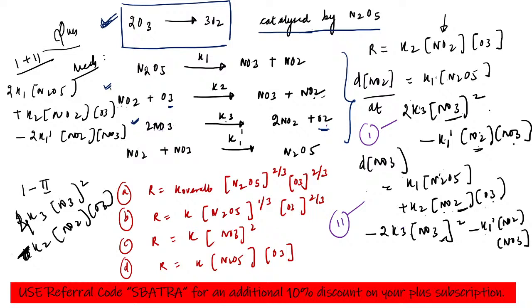So this and this will be cancelled out. This is 2k3 and this is basically a plus 4k3 NO3 whole square, and then this is your minus k2 NO2 O3, and this will be cancelled out. Now what you can do, see everyone, you can just substitute this value to 0. So let's substitute this value to 0.